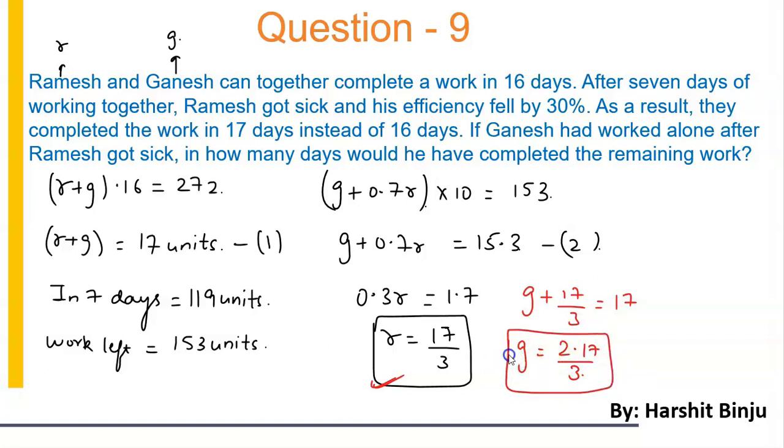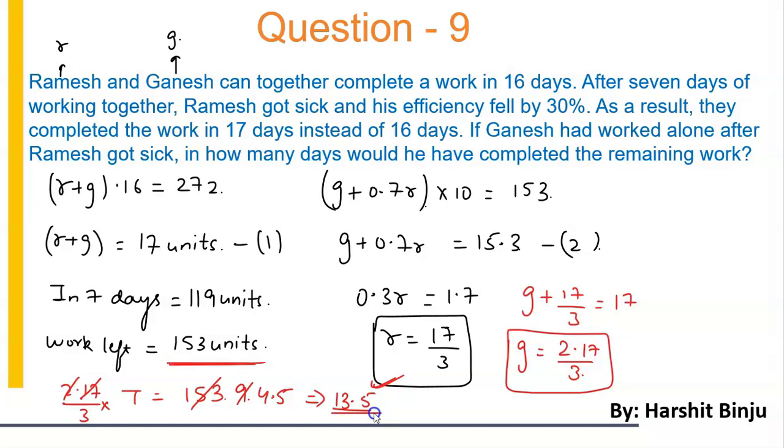Now, if Ganesh were to work alone, he was supposed to do 153 units of work, that's the work left. So 2 into 17 by 3 into total time taken is equal to 153. So this cancels out, this becomes 9. And you can cancel, this becomes 4.5. So 12 plus 1.5, so that is 13.5 days. So if he would have been working alone, then he would have taken 13.5 days.